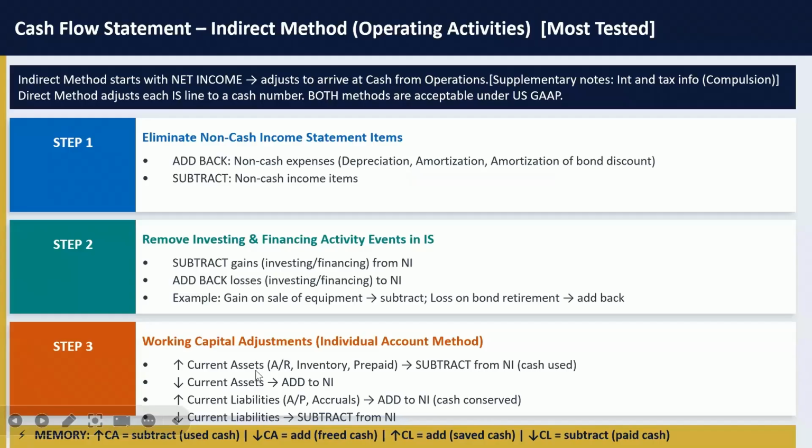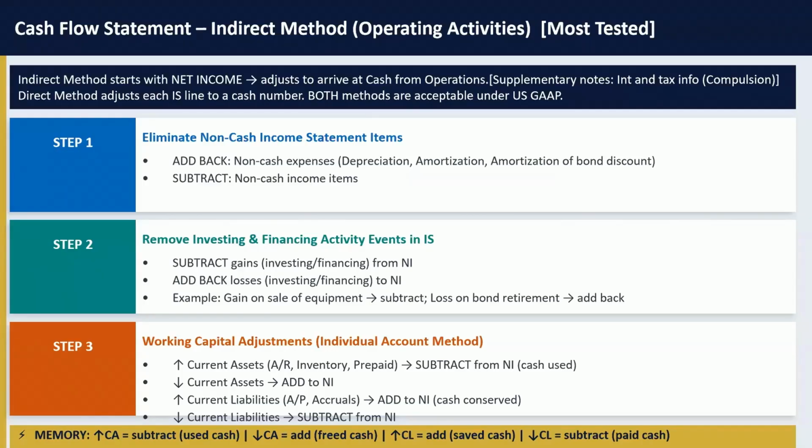So if you have any increase in current assets, such as accounts receivable, inventory, and prepaid expenses, you will be subtracting it. If there is any reduction in your current assets, you will be adding it back to net income. So it's very confusing, right? Why should we subtract the increase in current assets, and why are we adding back the decrease in current assets? It's a little bit contradictory. I'll tell you why it is so.